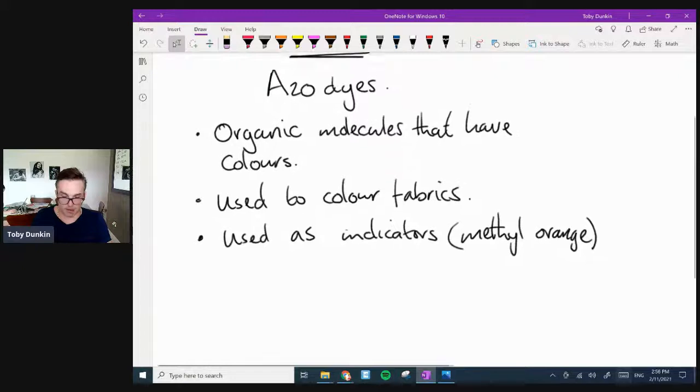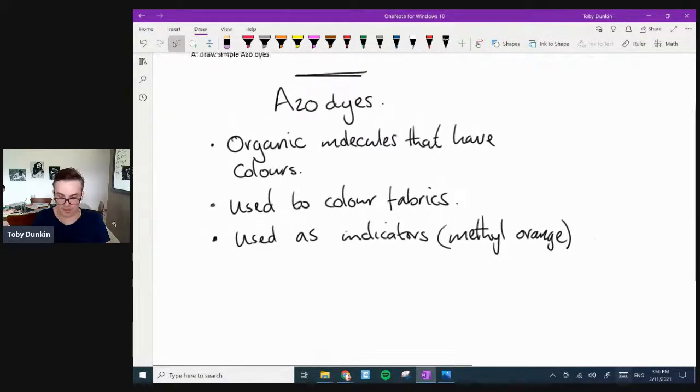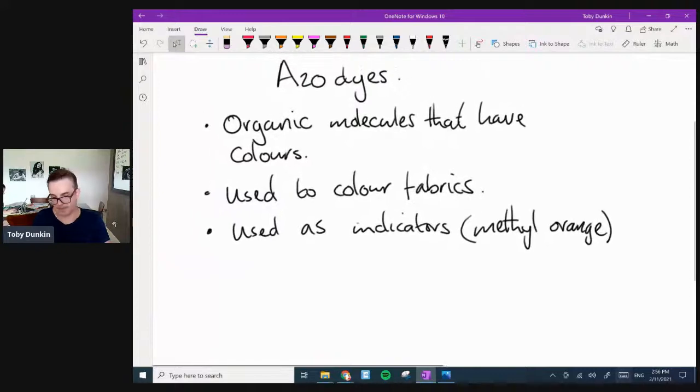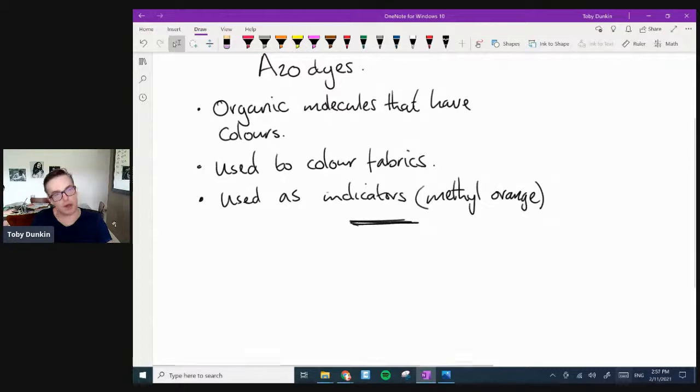They're very stable molecules. Once they've been formed, they're relatively non-toxic. Assume they do. But anyway, those are the only two that you need. They're used to color fabrics, and some are used as indicators. Okay. So the next thing is, how do we make them? We need to talk about the azo linkage.